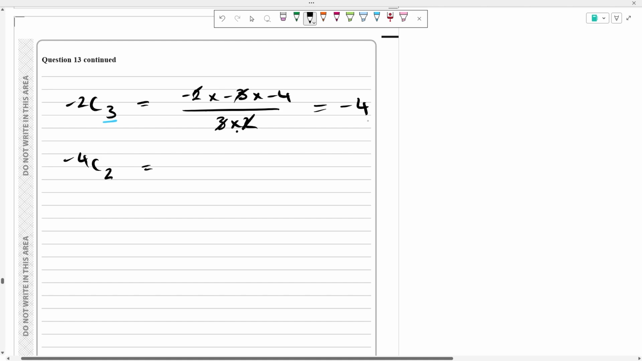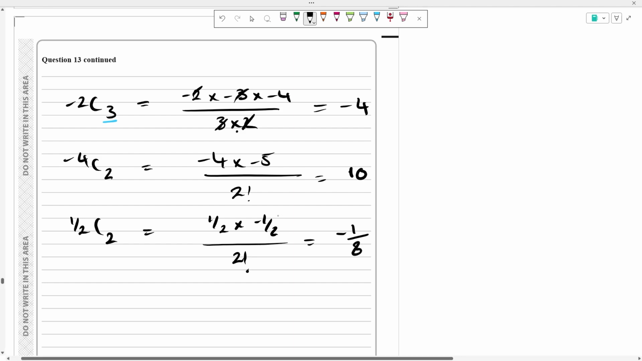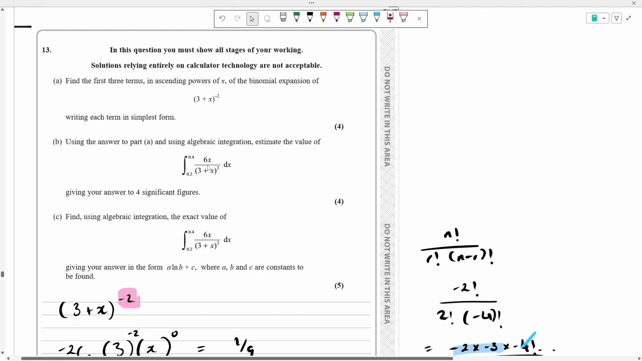Exact same thing with this one here. Minus 4 times minus 5, all over 2 factorial. That gives you minus 20 divided by 2, which is 10. So that is minus 4 choose 2. You can also apply this with fractions here. So a half choose 2. It's going to be a half times by minus a half. Remember, you're minusing 1 each time. Divided by 2 factorial. This gives you minus 1 over 4 divided by 2, which gives you negative an eighth. Okay, if you like this method better, then use it.